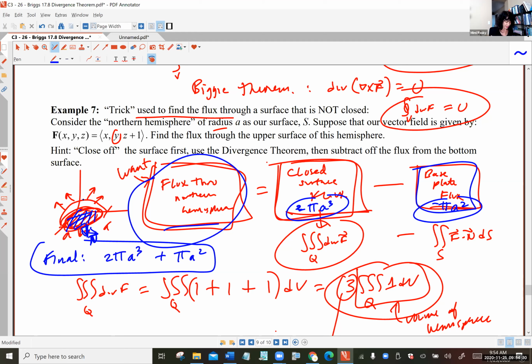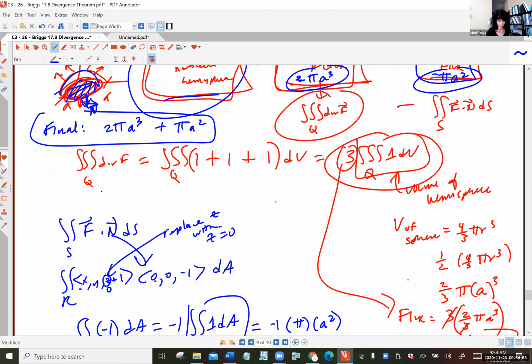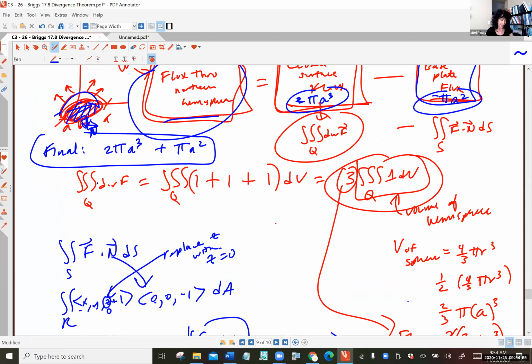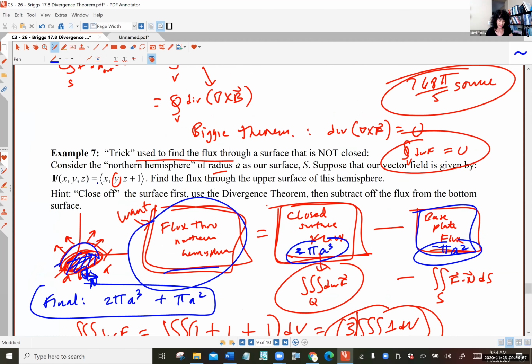Okay, so what I love about this problem, just to recap, is the trick was, hey, I don't feel like finding the flux through that surface. It's going to be too hard. So you close it off, make it closed, and then compute the total closed surface flux using the divergence theorem. And then you just subtract off that little base plate flux by doing a little mini flux integral. That's not too hard because 0, 0, -1 was the normal vector, and it wasn't hard to integrate. In fact, we didn't even integrate. We just had an area. And there you go.